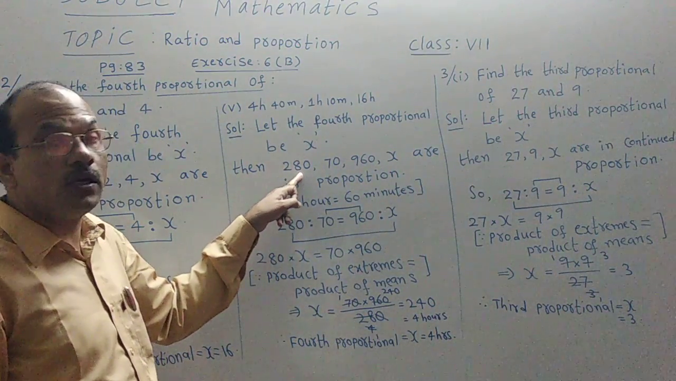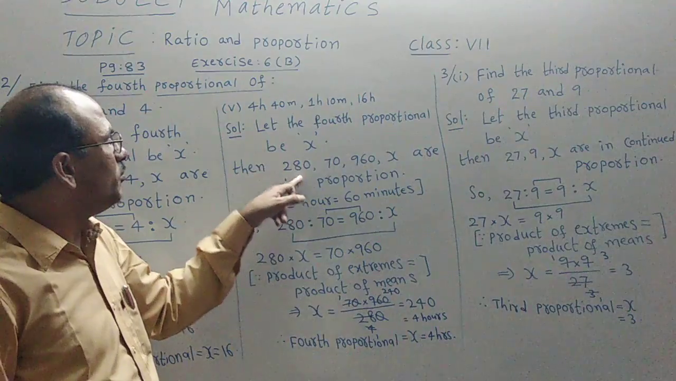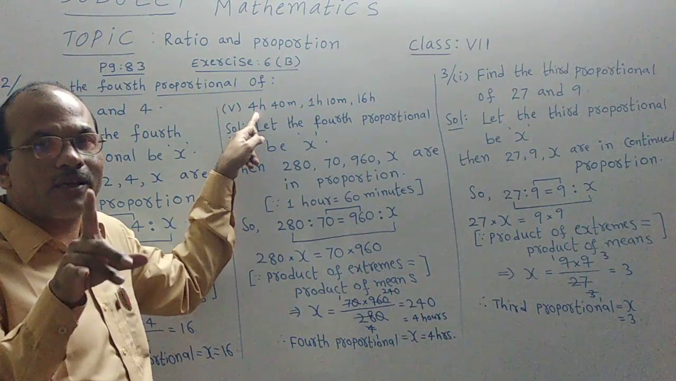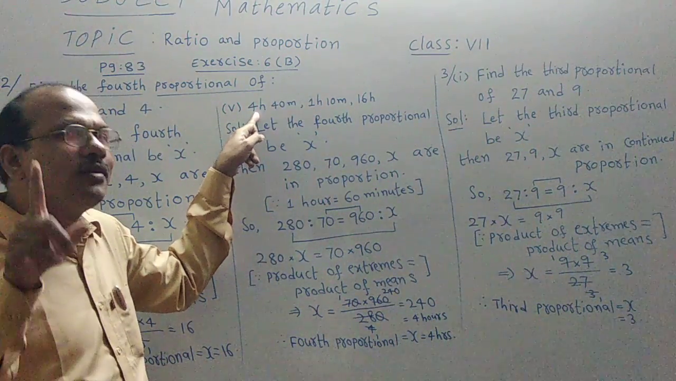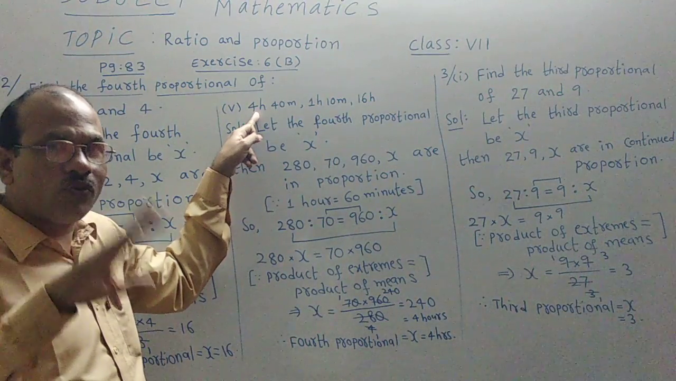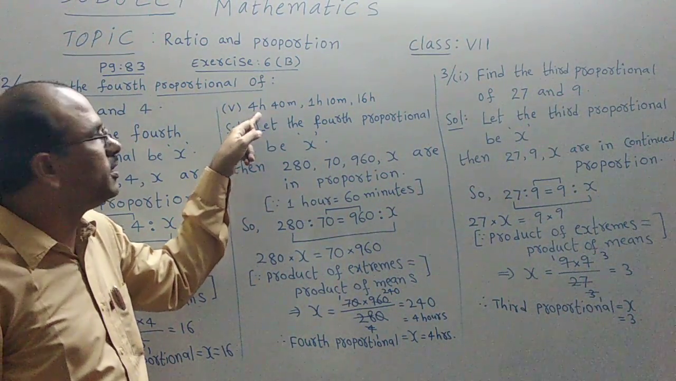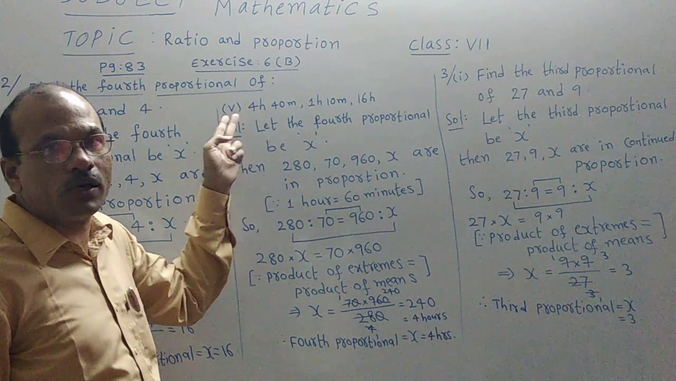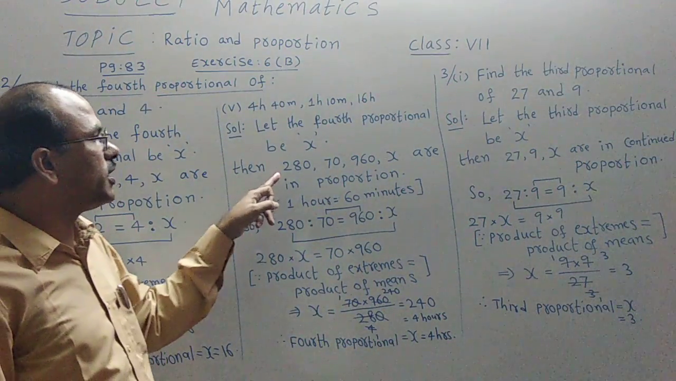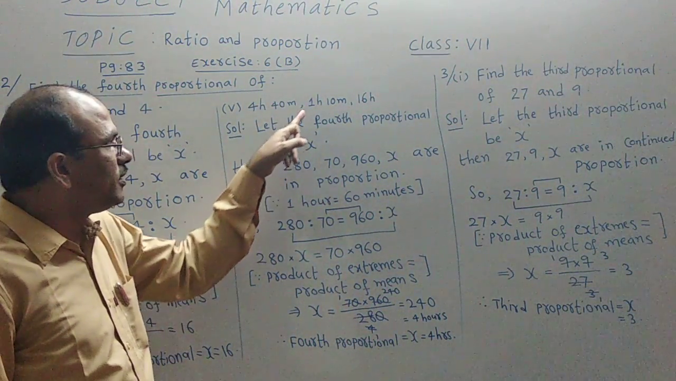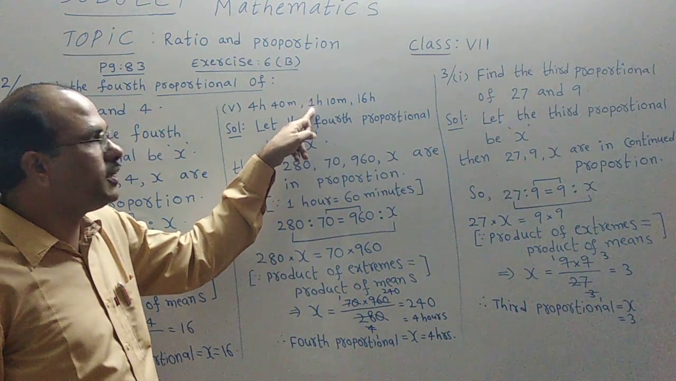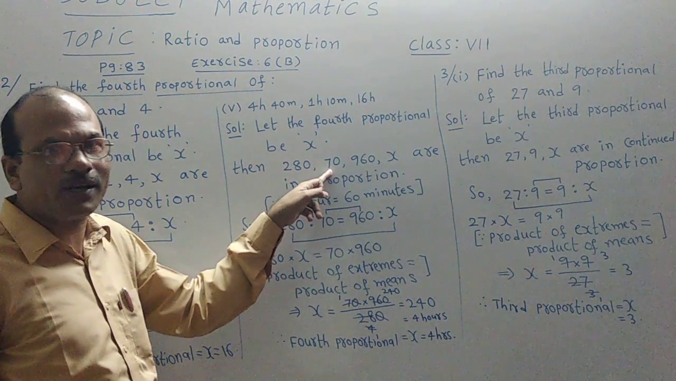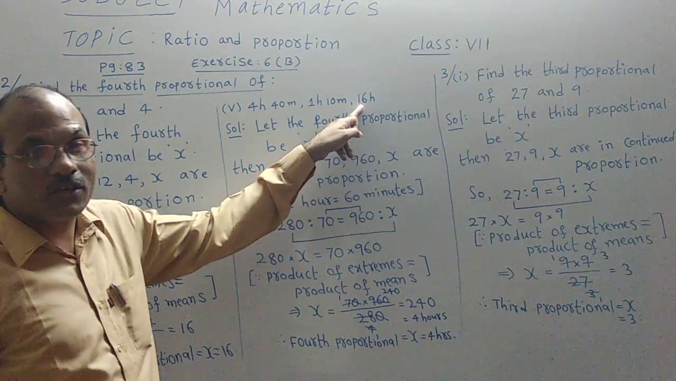Then 280. From where did we get 280? Because this is 4 hours and 40 minutes. In 1 hour there are 60 minutes. Am I correct, students? Then in 4 hours, 4 into 60 is 240. So 4 hours is equal to 240 minutes. Again 40 minutes. 240 and 40, if we add, is 280 minutes. Then comes the next term. 1 hour is 60 minutes. 60 minutes and 10 minutes together give you 70 minutes. Am I correct? Okay. Next, 16 hours.